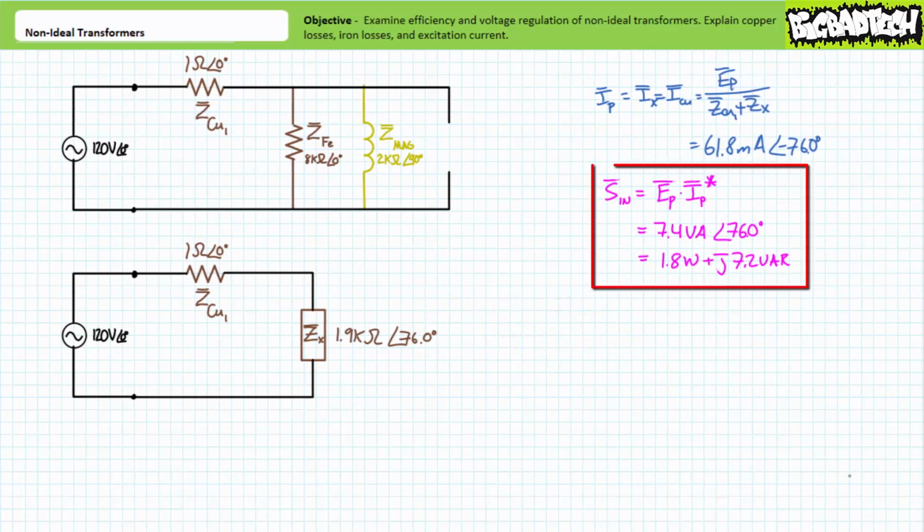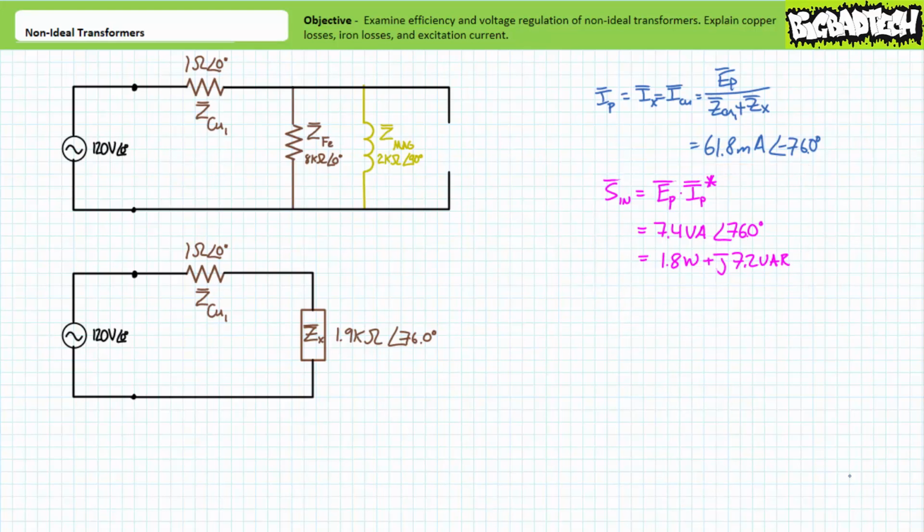The power equation demonstrates that the non-ideal transformer consumes 7.4 volt-amperes of apparent power, approximately 1.8 watts of which is directed towards real power, and approximately positive 7.2 VARs is directed towards a reactive interchange. As we expected, a majority of apparent power is going towards reactive power, its destination being the inductor accounting for both magnetizing current and hysteresis.